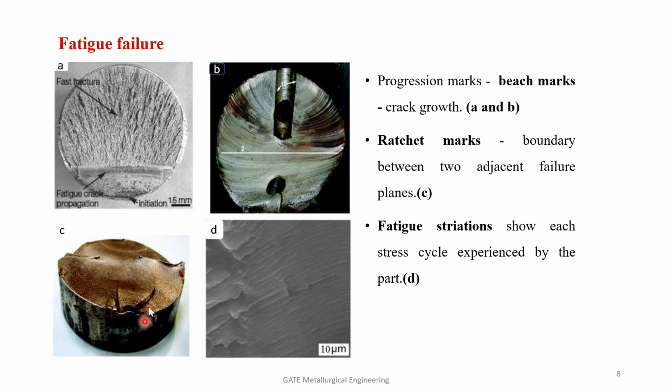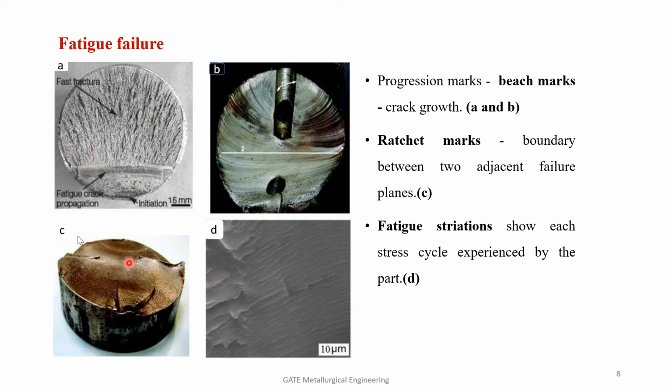And if you see the fracture surface of a material that has undergone fatigue failure, we can see that these kinds of structures can be seen. These are actually ratchet marks. That is, these ratchet marks are obtained at the boundary between two adjacent failure planes. And I've also mentioned that in fatigue failure, the material will be subjected to repeated cycles of stress. So these kinds of striations are obtained in a material due to the repeated cycles of stress. So please note, in the case of fatigue failure, the ratchet marks will be there and beach marks will be there on the fracture surface.